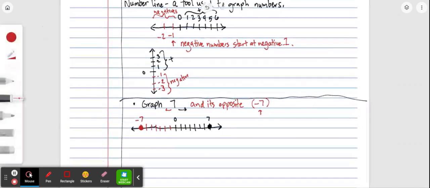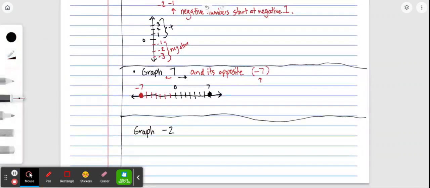Okay, let's do another graph. Okay, this one says graph -2. And this time I'm going to do a vertical one just because I want to show an example of it. You do not have to do a vertical one if you want to do horizontal. I just want to show you how to do a vertical one.